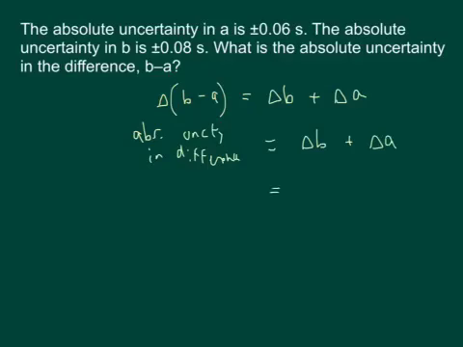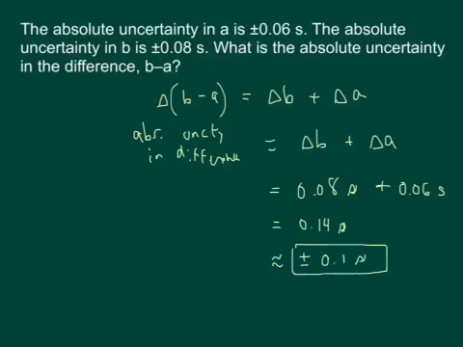Okay then, so we plug in the absolute uncertainty in B, which is 0.08 seconds. We plug in the absolute uncertainty in A, which is 0.06 seconds. And what do we get as the absolute uncertainty in the difference? We get 0.14 seconds. But of course, we have to add our plus or minus, and we have to round every absolute uncertainty to 1 sig fig, and that gives us plus or minus 0.1 seconds is equal to the absolute uncertainty in the difference.